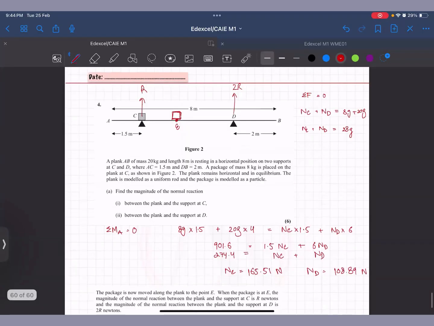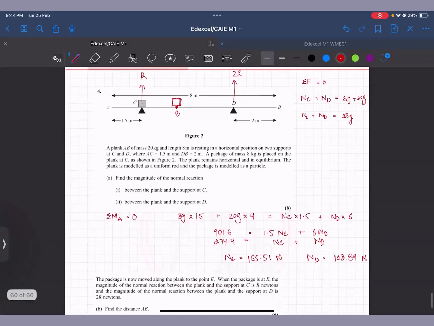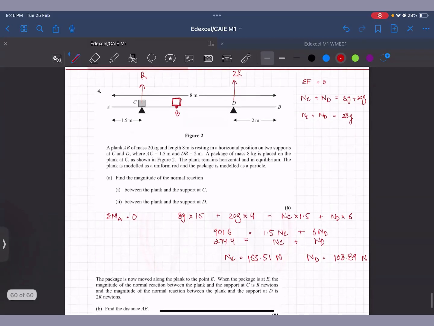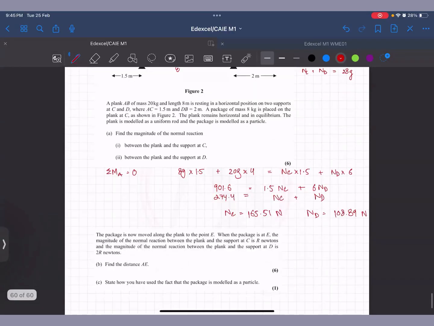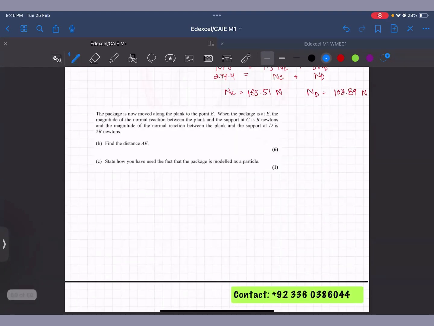So for AE, again we would have to use moments. This is in equilibrium again, the plank remains horizontal. Find the distance AE. First of all, can we find the value of R? Sorry, first of all we can find R, because we know the sum of forces is equal to 0.